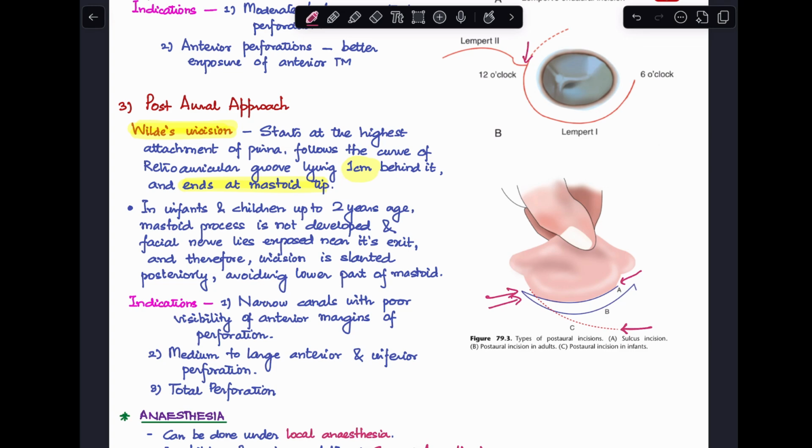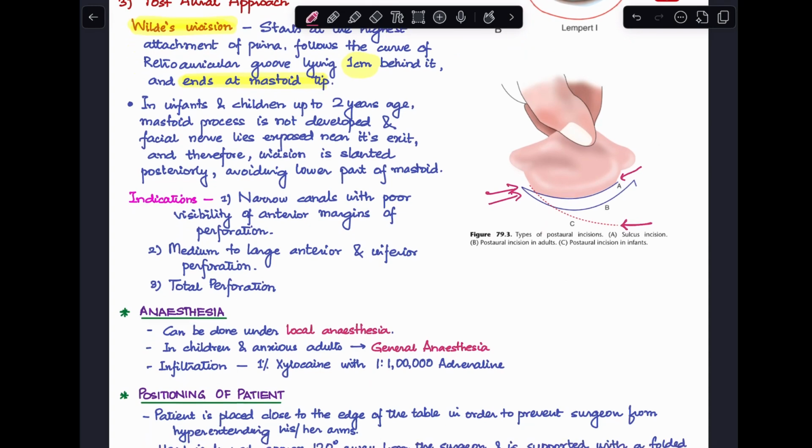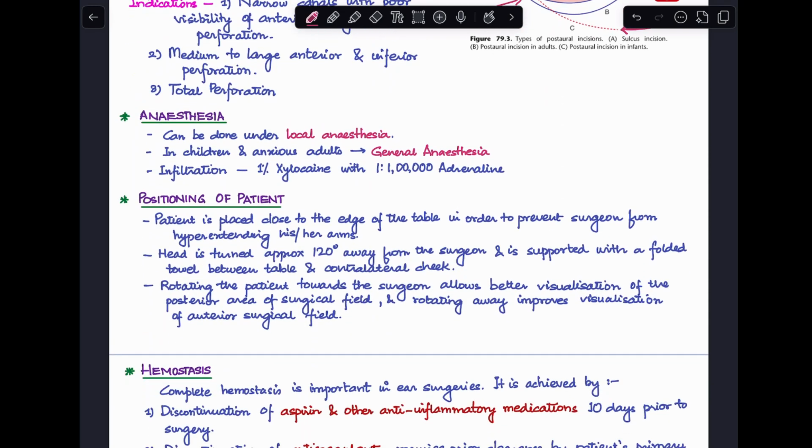Second, in medium to large anterior and inferior perforations, and in total perforations. So, these are the three surgical approaches to any ear case that you come across. Now, let's talk about what anesthesia we will give to tympanoplasty patients.